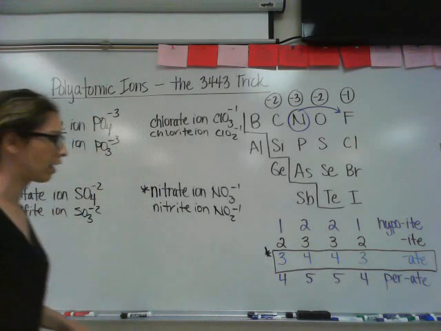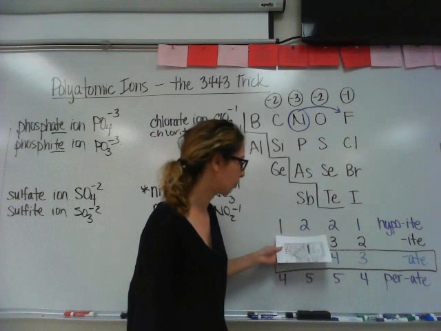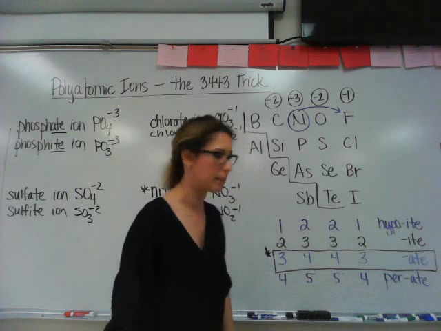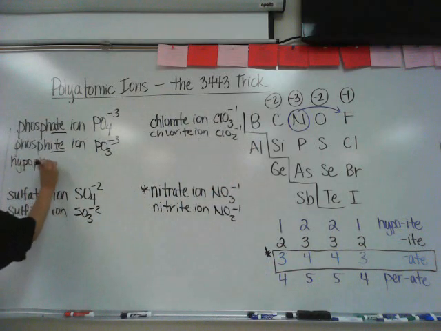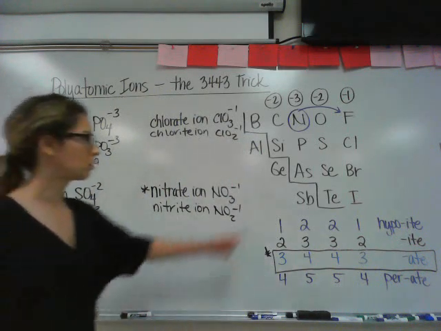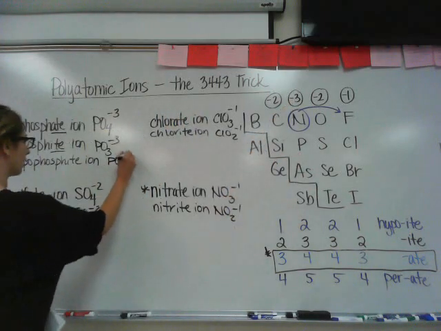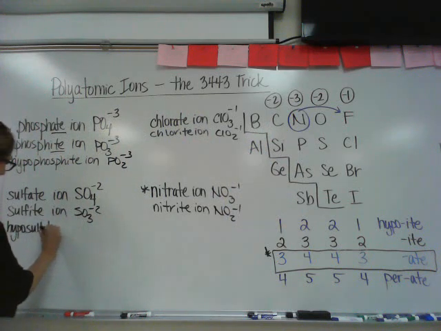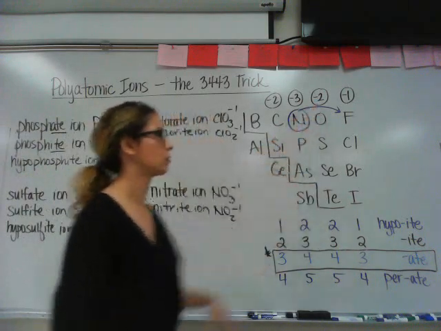All right, now, if I lose one more oxygen from this 2, 3, 3, 2 row where the -ites are, I get something called a hypo-ite. So hypo would be the prefix, and then -ite would be the ending. Now, if I'm writing the hypophosphite ion, that would be PO2, -3. If I'm writing the hyposulfite ion, that would be SO2, -2.